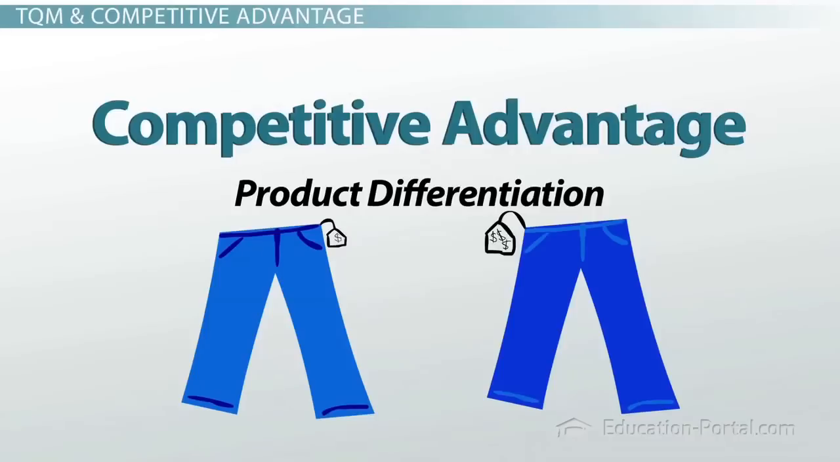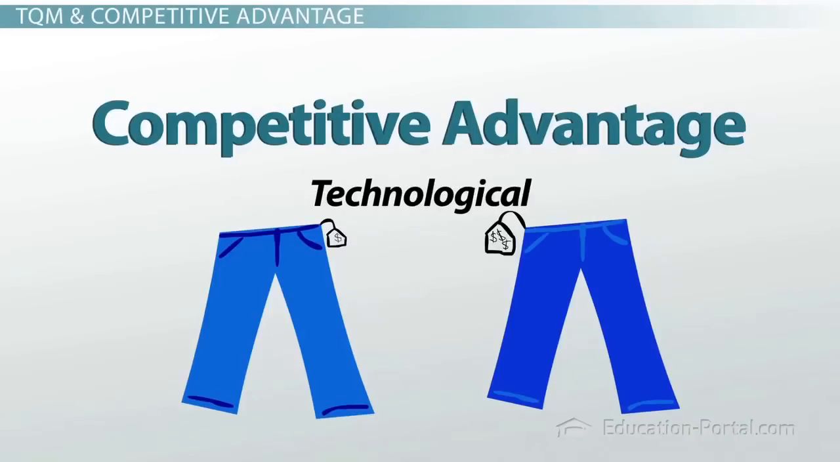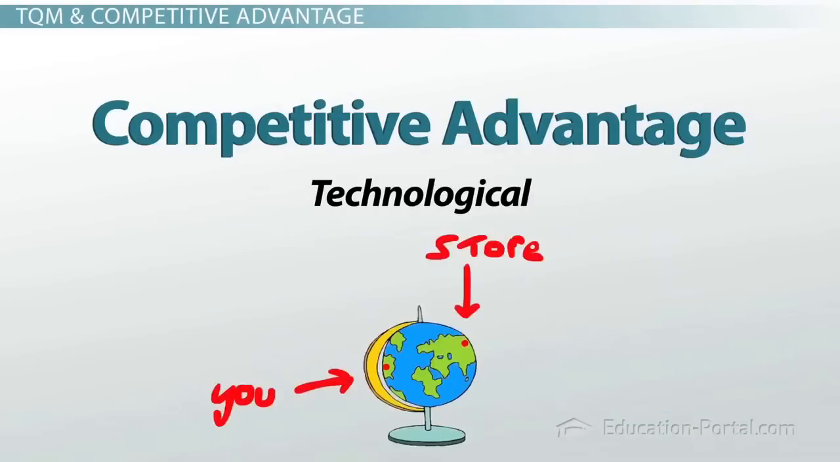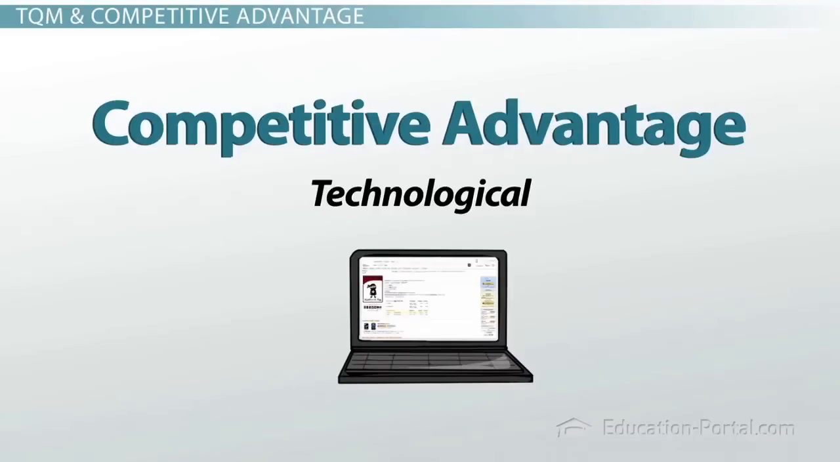A third area of competitive advantage can be technological. How does that relate to picking a pair of jeans? Let's say the store you wish to buy jeans from doesn't exist anywhere near where you live. A company may have created a competitive advantage by setting up a website so you can purchase those jeans.